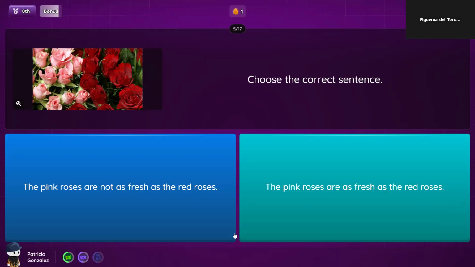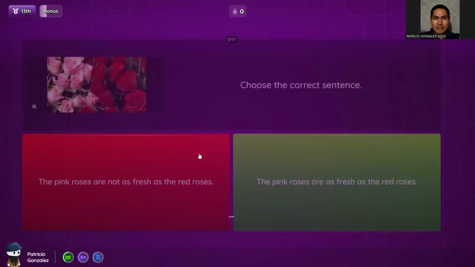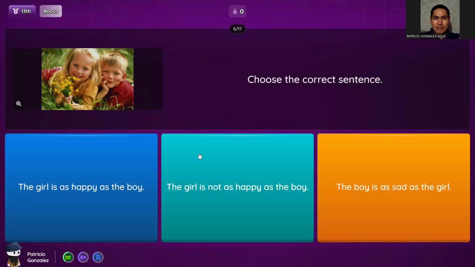Now, another participant, my dear Alejandro Arturo. Are you there? Yes, teacher. Please, my dear Alejandro Arturo, what sentence is the best? The first one: the pink rose is not as fresh as the red rose. Okay. My opinion is the same, my dear Alejandro. It's only a different perspective.